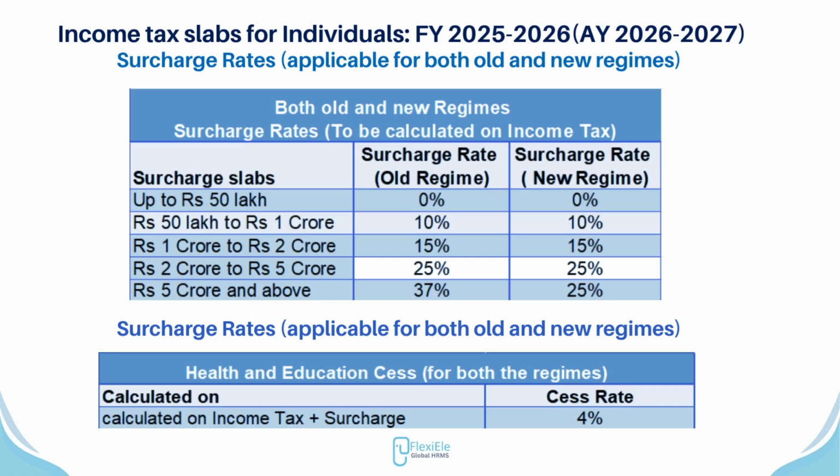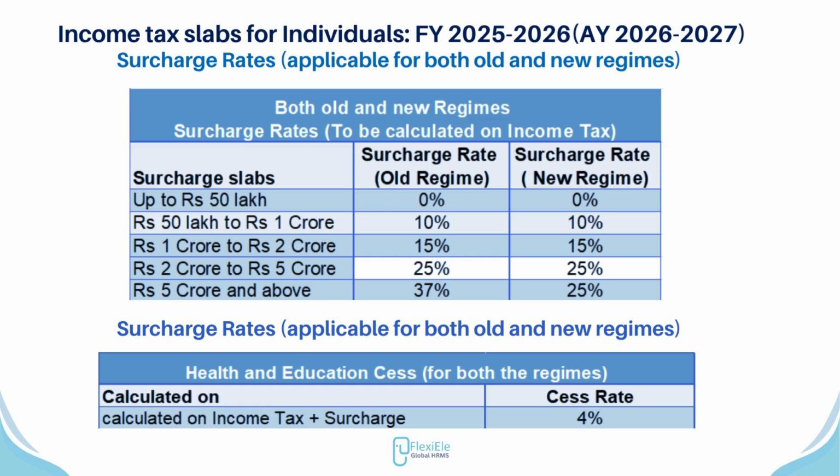On income up to 50 lakhs, no extra surcharge. 50 lakhs to 1 crore, you pay an extra 10% on top. 1 crore to 2 crore, it goes up to 15%. 2 crore to 5 crore, it jumps to 25%. Above 5 crore, the old tax regime makes it 37%, whereas the new tax regime caps it at 25% for fairness and simplicity. So basically, the higher your income, the bigger the surcharge, especially under the old regime.